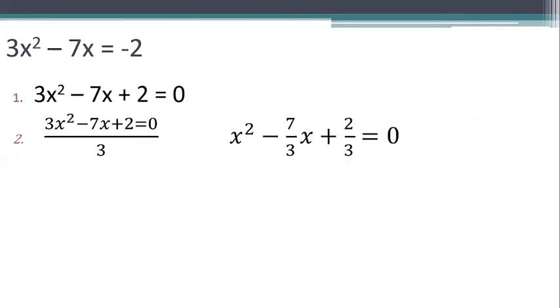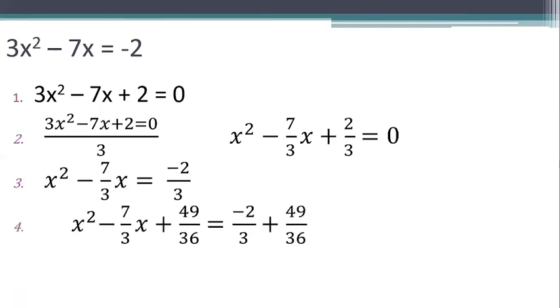Dividing all by 3, 3 divided by 3 becomes x squared. Negative 7 over 3x, because 7 is not divisible by 3. And then 2 over 3 equals 0. After that, we are going to transpose your c, which is 2 over 3. That becomes x squared minus 7 over 3x equals negative 2 over 3.